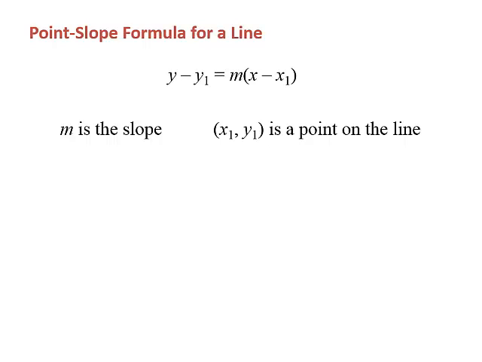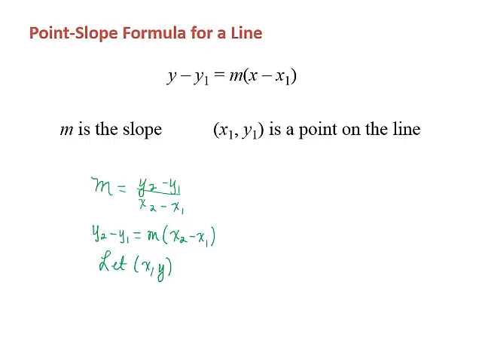This should look familiar to you if you recall the slope formula is y sub 2 minus y sub 1 divided by x sub 2 minus x sub 1. If we cross multiply, we get y sub 2 minus y sub 1 equals m times x sub 2 minus x sub 1. So if we let x, y be a general point on the line, substituted for x sub 2, y sub 2, we get exactly what the point-slope formula is.